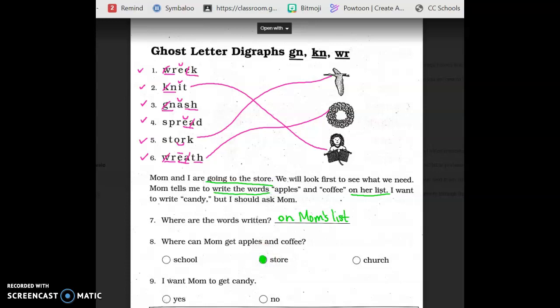Number 9, I want Mom to get candy. Is that true? Was that stated in this paragraph? I want to write candy. So yes, they do want some candy.